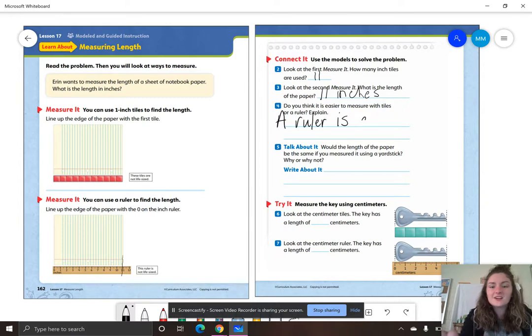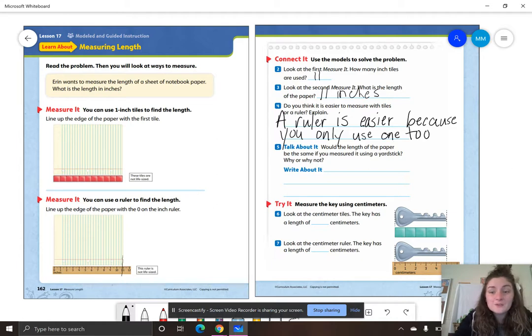is easier, because you only use one tool. So we only use one tool. Whereas if we use the tiles, we would have had to use 11 tools, right? We would have had to use 11 tiles. Let's look at number 5.